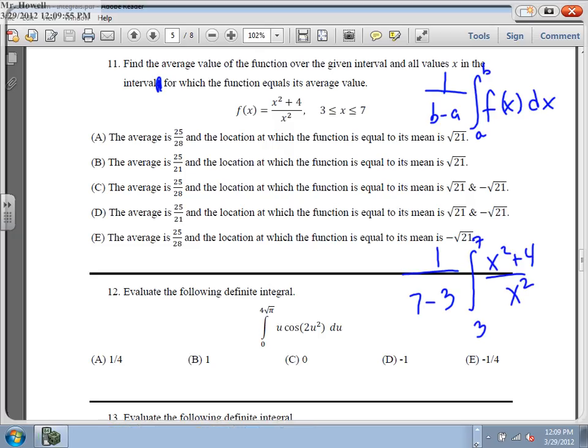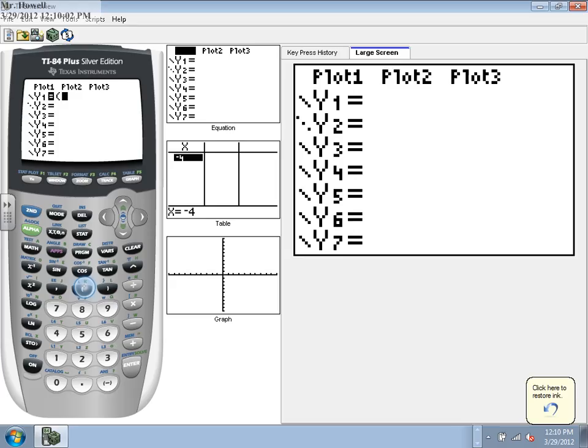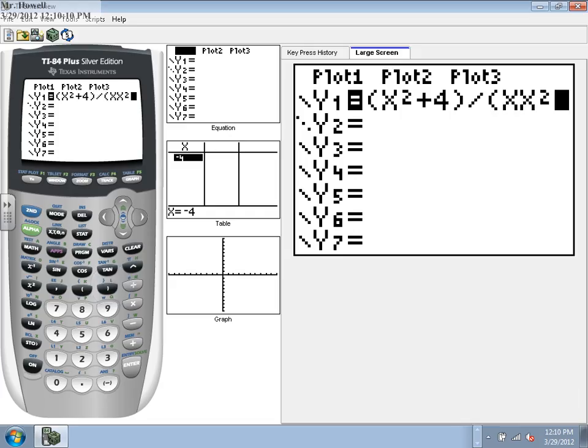So if I go to my calculator now, I want to have that function, x squared plus 4 over x squared. So I go to y equals, parentheses, please, x squared plus 4 all over, parentheses. I don't even need them, but I'm putting them there just for the heck of it. It would be cubed there, yeah.